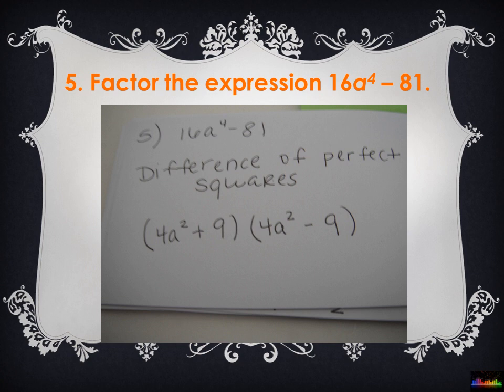So you will take the square root of the first term and you will take the square root of the second term. The square root of 16a to the fourth is 4a squared. The square root of 81 is plus 9 and minus 9. So you get 4a squared plus 9 times 4a squared minus 9. This is a difference of squares problem.